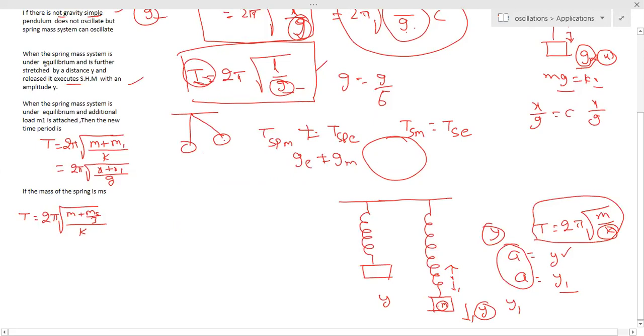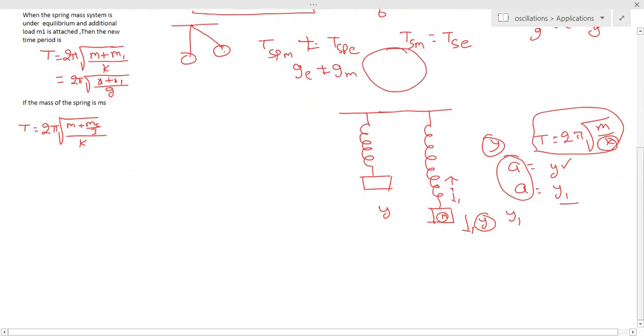When a spring mass system is under equilibrium and is further stretched by an amount y, then the amplitude will be equal to y, but the time period will remain same. That is, it will be similar to your previous extension. Okay, next. When a spring mass system is under equilibrium and an additional load m1 is attached, then the new time period will be. Means what does it mean?